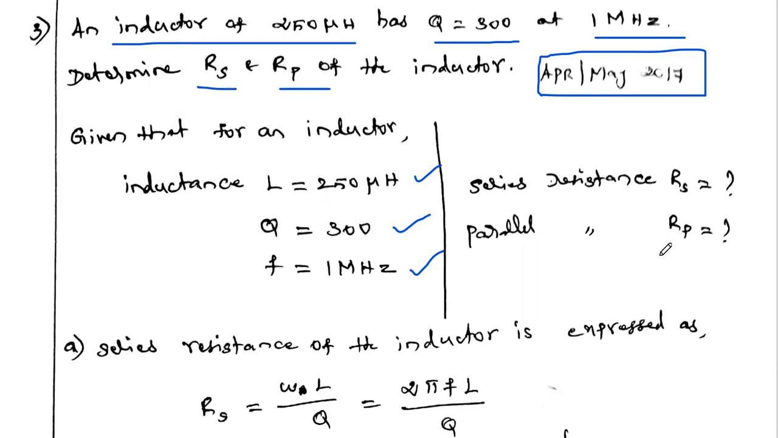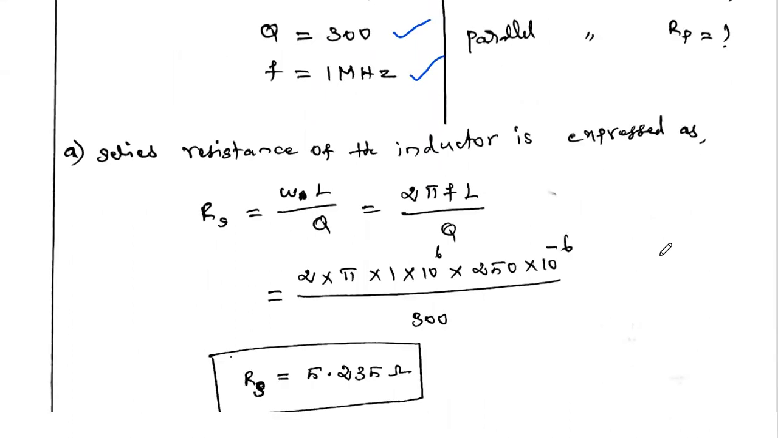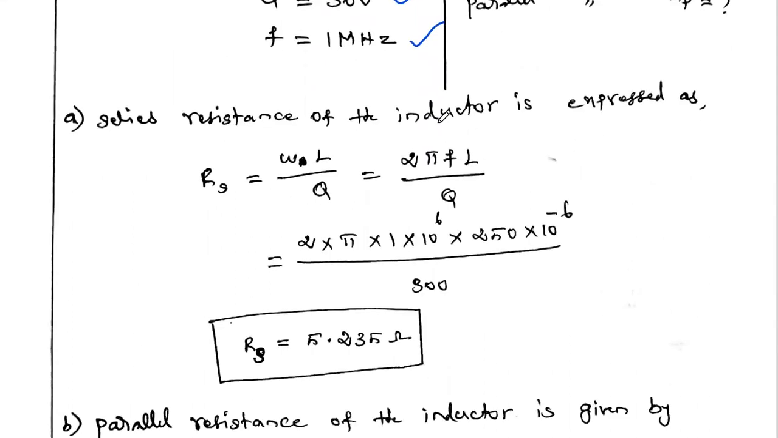What is the formula for the series resistance of the inductor? As you already know, if the inductor is not an ideal inductor, it has some amount of power dissipation or power loss.